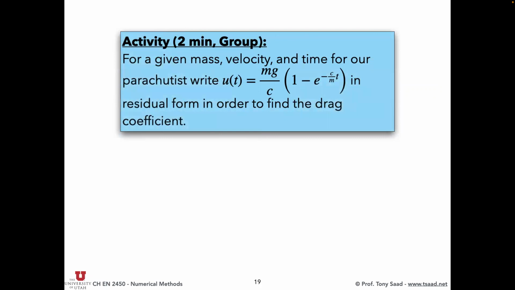All right, so now we're going to go back to the parachutist. Now write this parachutist problem in residual form. The only unknown here is c. We don't know what c is. You're going to assume that u, m, g, and t are given to you, and your only unknown is c. So write this in residual form. You really need to practice that. This is like a classic, simple exam question.